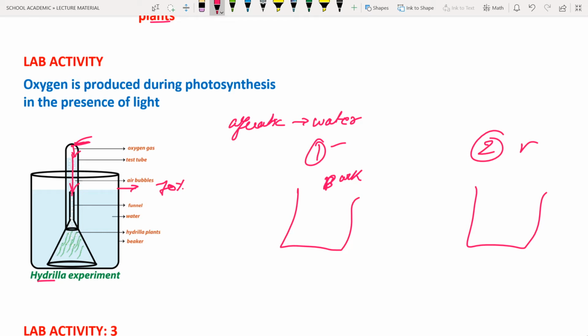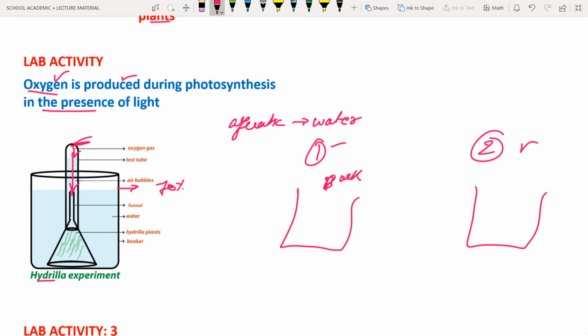It means the test tube will be occupied by the oxygen gas. Hence we can confirm that light is essential for photosynthesis. And we can also say that oxygen is produced during photosynthesis in the presence of light. So here our main aim is to show that oxygen is produced during photosynthesis.